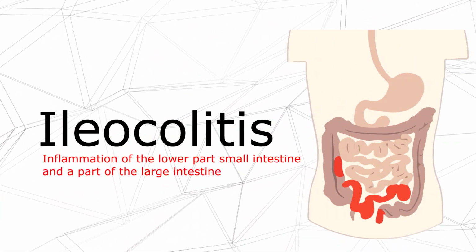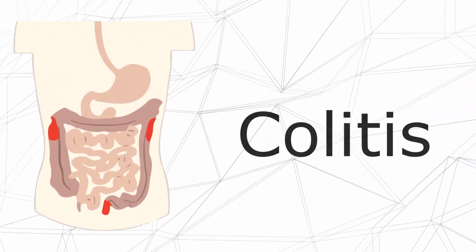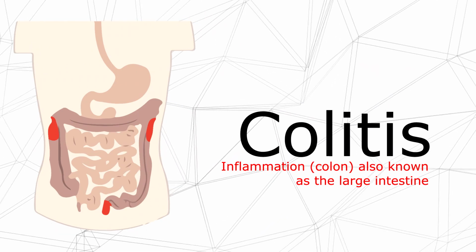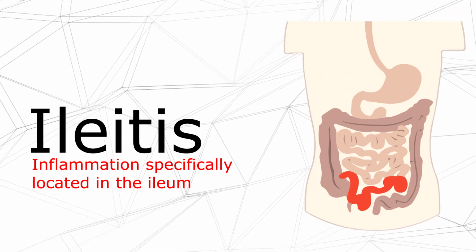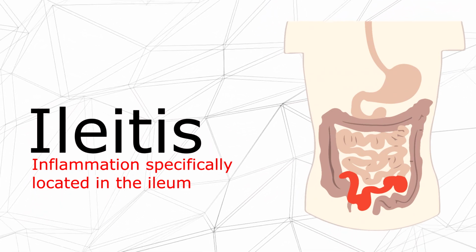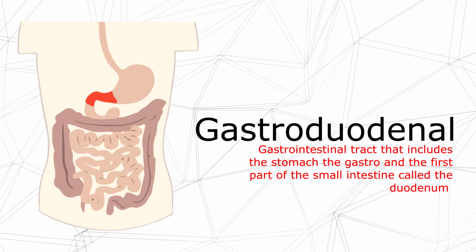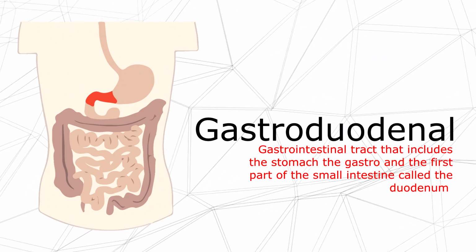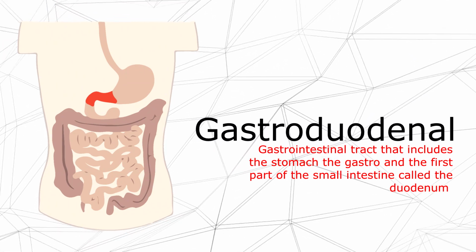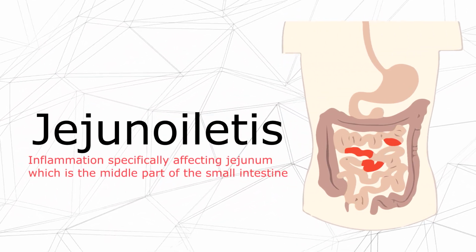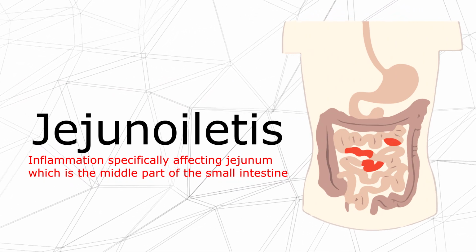Ileocolitis is the inflammation of the lower part of the small intestines and part of the large intestines. Colitis is the inflammation of the colon, also known as the large intestines. Ileitis is the inflammation specifically located in the ileum, which is the final section of the small intestines. Gastroduodenal Crohn's involves the stomach, the gastro, and the first part of the small intestine called the duodenum. Next is jejunitis, which is the inflammation specifically affecting the jejunum, which is the middle part of the small intestines.